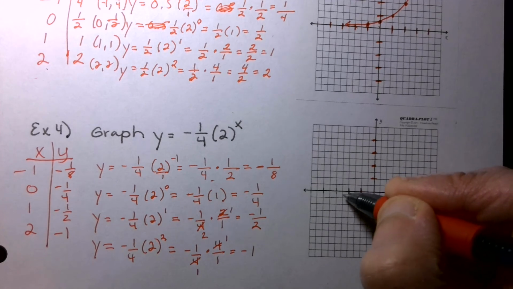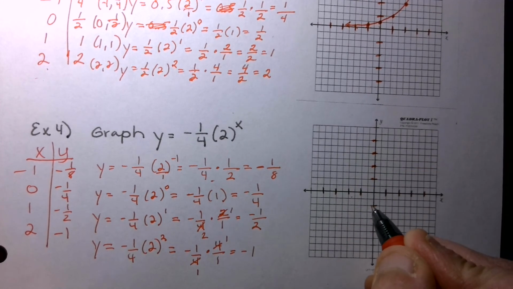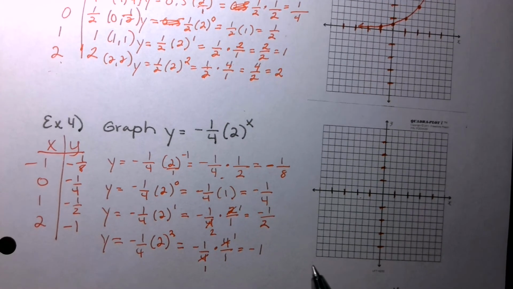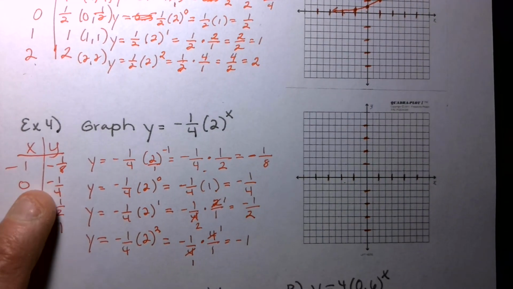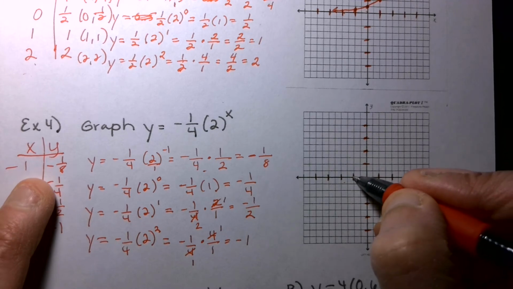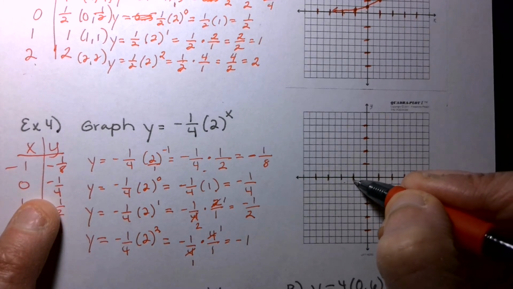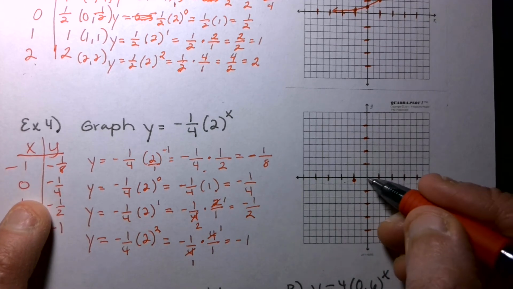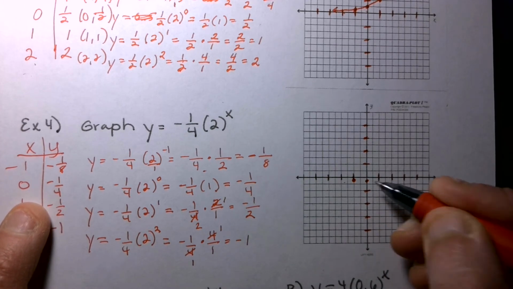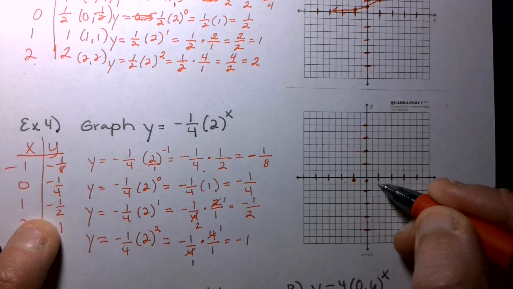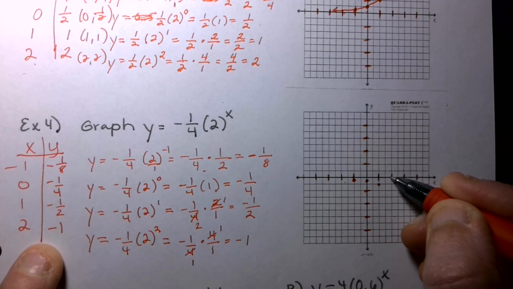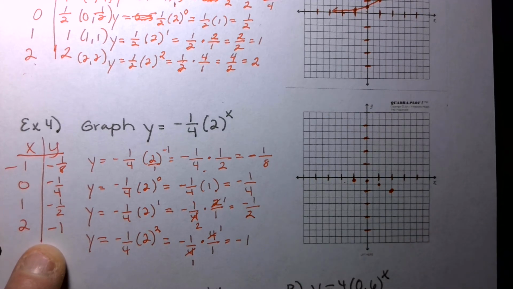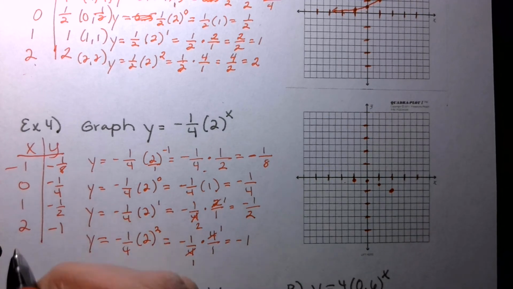I suggest using graph paper and not making your own graphs. It really just makes everything more difficult, to be honest. -1 and -1/8. It's right below the line, almost on the line, isn't it? 0, -1/4. 1, -1/2. 2, -1. We can see where we're heading here, but I'm going to do one more because I just want it real clear.